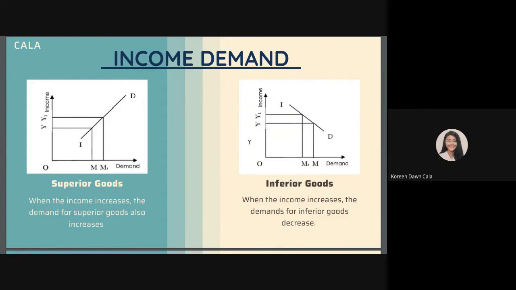In the case of superior goods or goods of superior quality, we can see that the income demand curve is an upward slope which suggests a positive relationship. When the income increases, the demand for superior goods also increases. However, in the case of inferior goods, it is the opposite. When the income increases, the demand for inferior goods decrease, which we can see on the income demand curve sloping downwards. Why is this so? This is because if the people have more income, they tend to purchase products that have superior quality. Next slide, please.